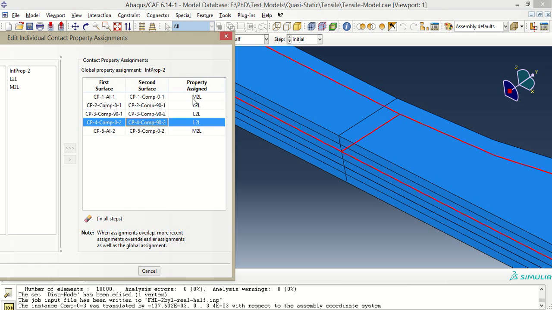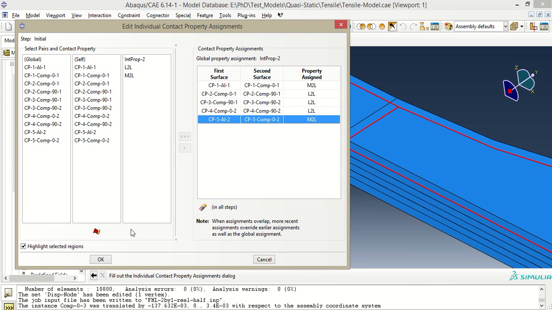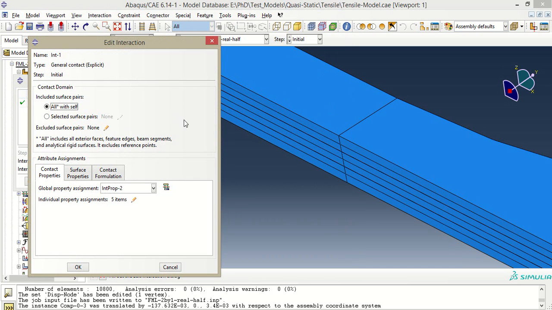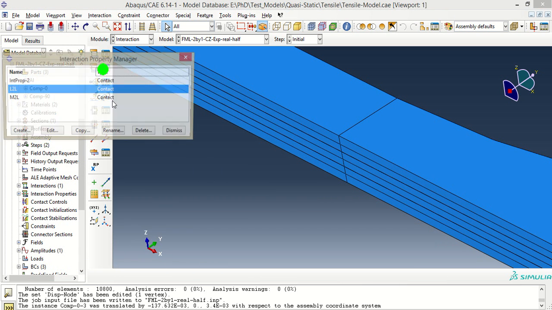What is this property? We have created a property called M to L, and a property called L to L, that means layer to layer. L to L holds the properties available within layer to layer, and M to L holds the properties between metal and layer. So this is being created. Now, what are these properties? We have M to L, L to L, and an interaction property. We have three properties. Now let's see what these properties are.